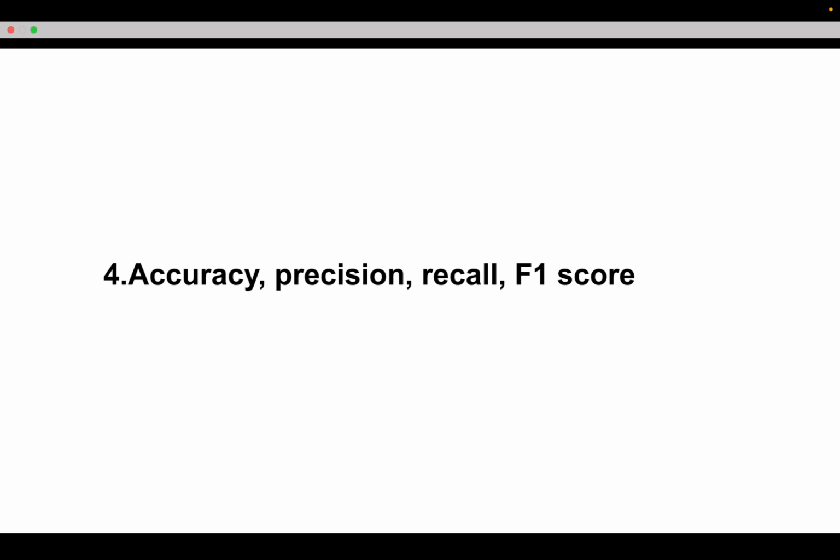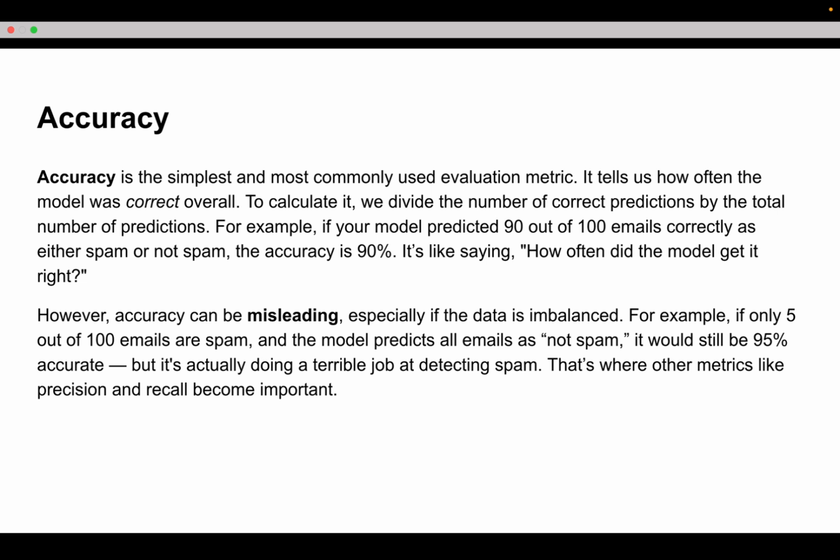4. We have accuracy, precision, recall, and F1 score. Accuracy is the simplest and most commonly used evaluation metric. It tells us how often the model was correct overall. To calculate it, we divide the number of correct predictions by the total number of predictions. For example, if your model predicted 90 out of 100 emails correctly as either spam or not spam, the accuracy is 90%. It's like saying, how often did the model get it right?